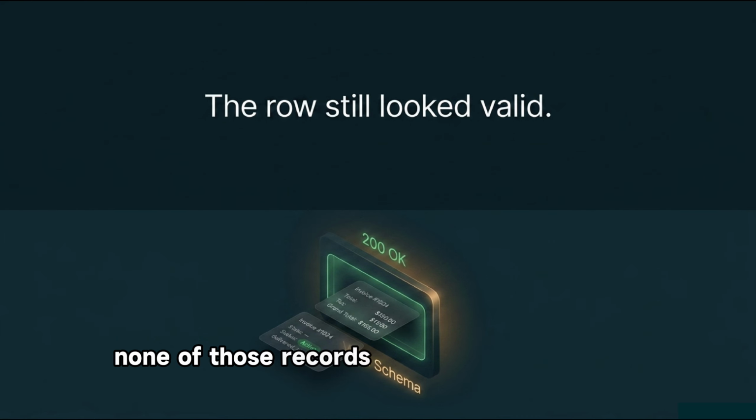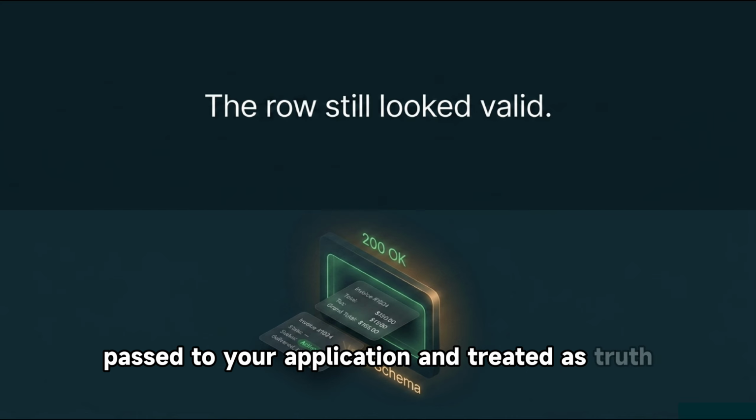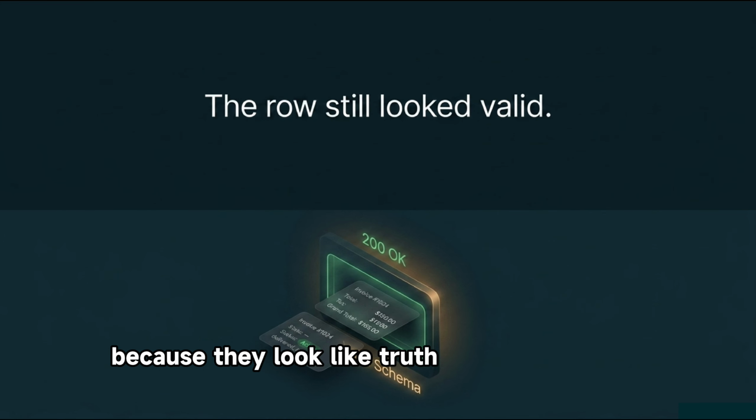None of those records will cause a type error. None will violate a schema constraint. None will be rejected. They will be returned by your query, passed to your application, and treated as truth, because they look like truth from every angle a database is built to inspect.